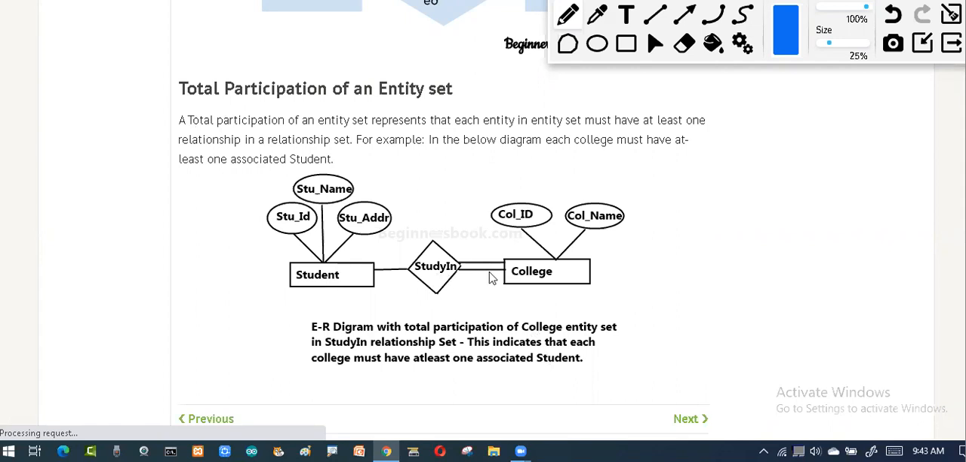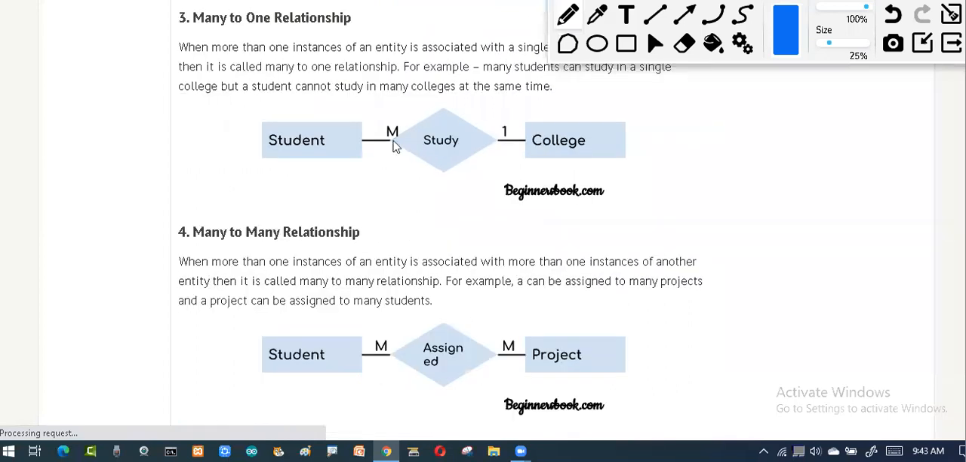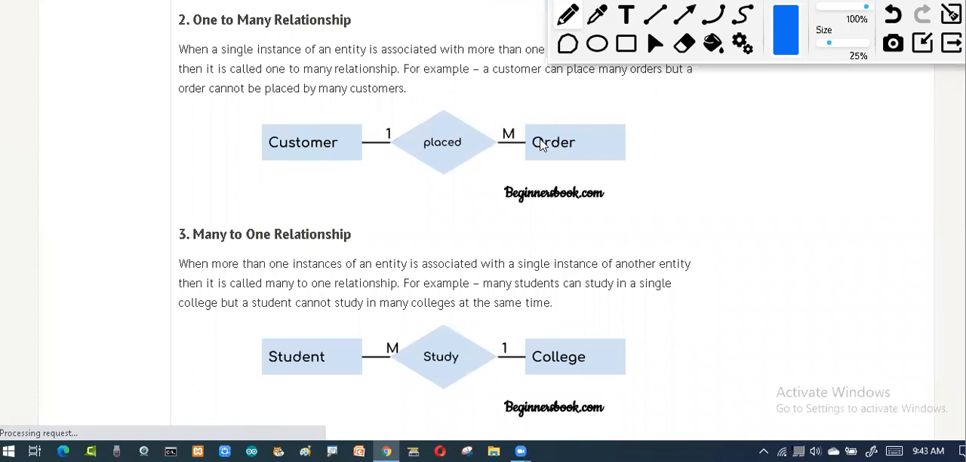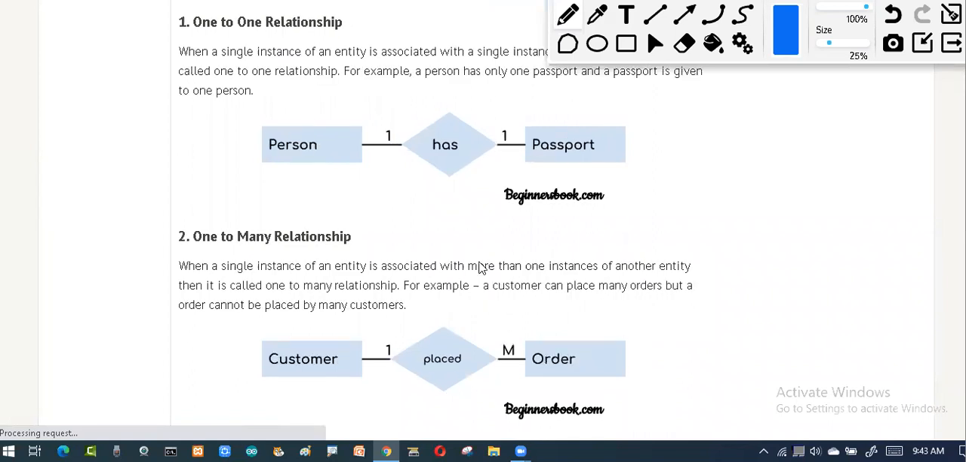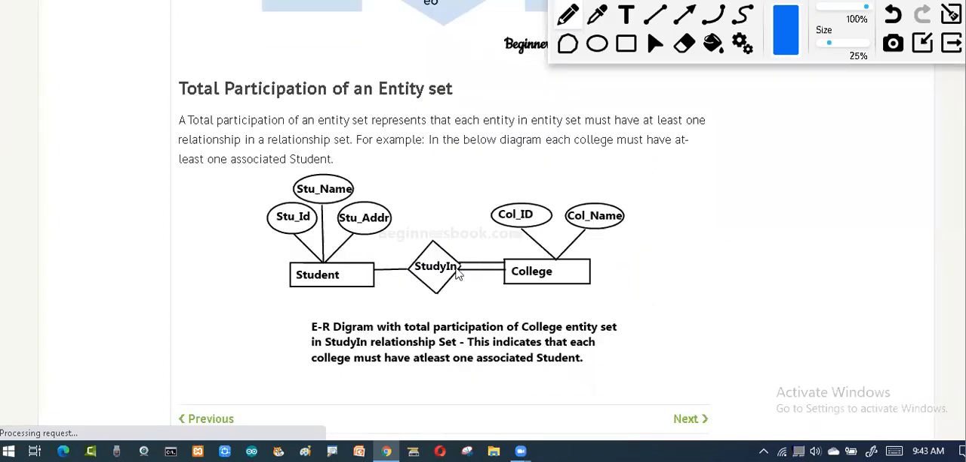So if we have a relationship like this, normally we write the two lines from one to the other. There I'll say many to many, or many to one, or one to many, or one to one, like this I can represent over here. But if I draw two lines, it indicates total participation. That means the total participation of the college entity in the studying relationship.